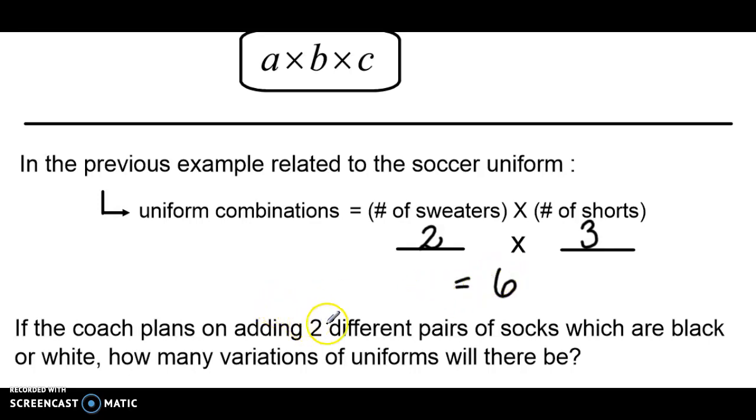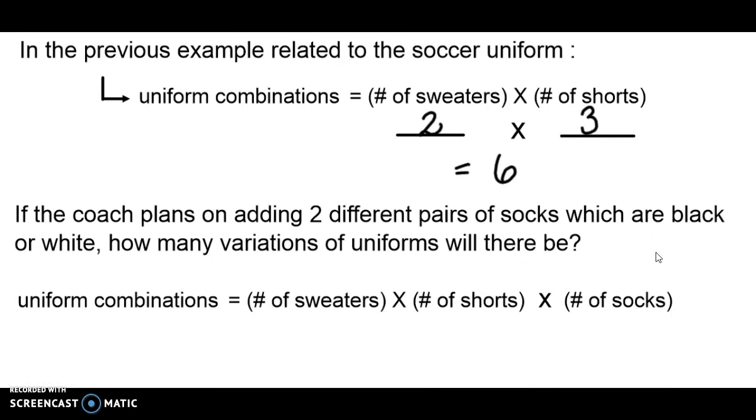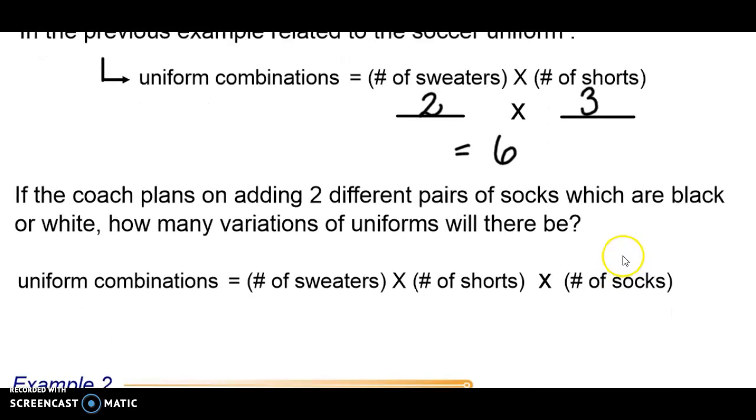If the coach plans on adding 2 different pairs of socks, which are black or white, how many variations of uniforms will there be? Again, we can continue that with our tree diagram, but more efficiently, using our fundamental counting principle, we can simply calculate the number of possibilities by taking the number of sweaters, multiply that by the number of short options, there are 3, and the number of sock options, there are 2. So in this particular case, there would be 12 different uniform combinations.